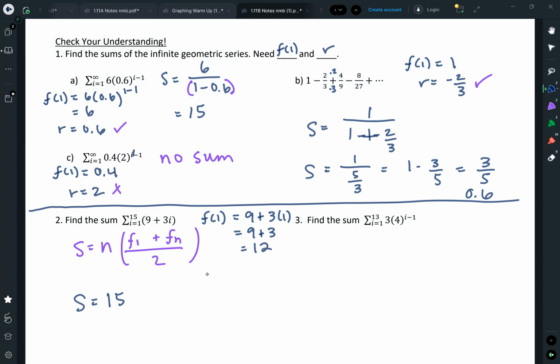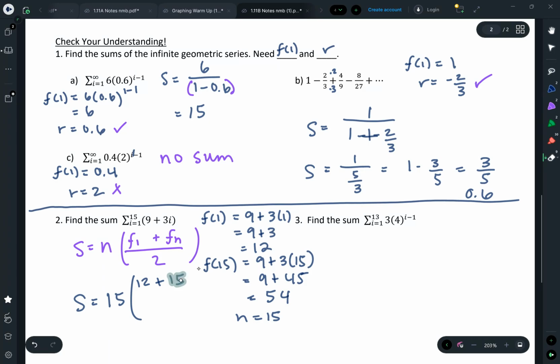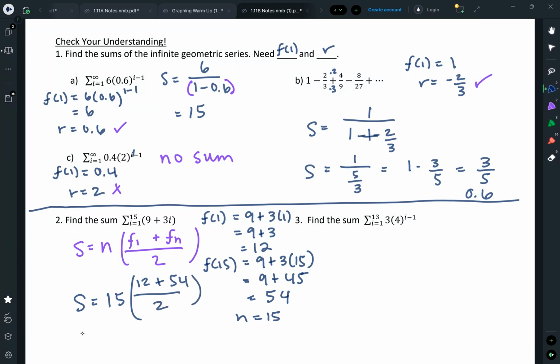Okay. Then I want to find my last term. That's f of 15, so that's 9 plus 3 times 15. So 9 plus 45, which is 54. And we already said n was 15, so now we've got everything we need. So 15 times, no, 12 plus 54. Almost wrote the wrong thing. 12 plus 54 all over 2, and that's going to be 495. So again, be really careful with your parentheses and your order of operations.